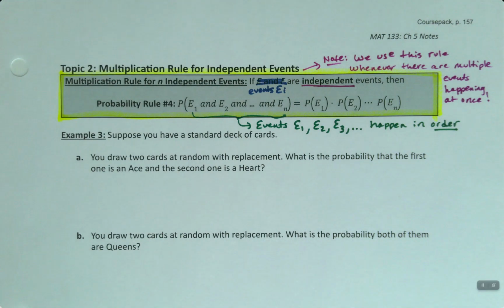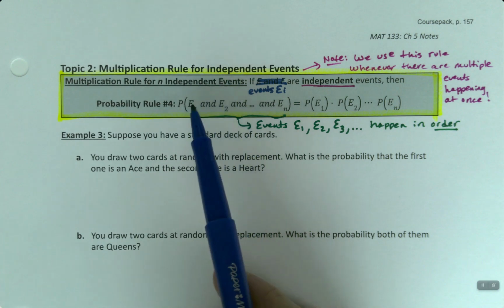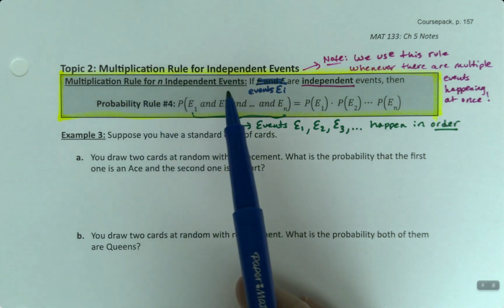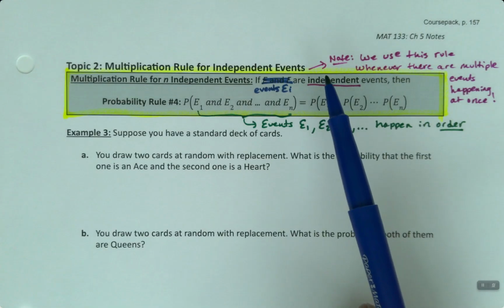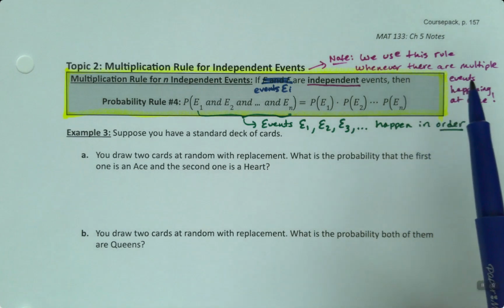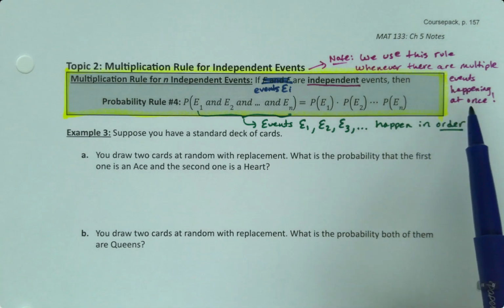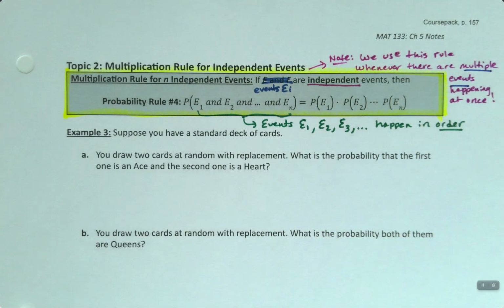As with all things in Chapter 5, once we learn a new definition like independent, then we get to learn a new probability rule. So this is the multiplication rule for n independent events, and I want to make a few notes about it. First of all, I want you to note that this is a rule that we use whenever there are multiple events happening at once. In other words, whenever there are multiple events. So if you have 2 things happening or 3 things happening, this is the one that we're going to use.